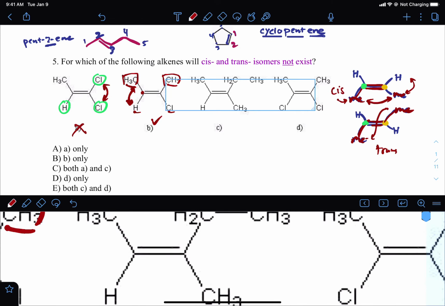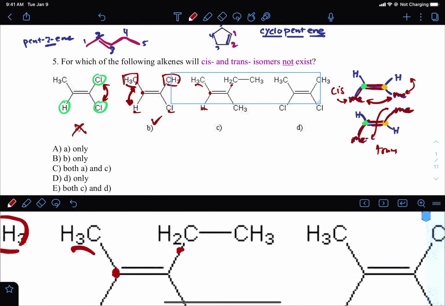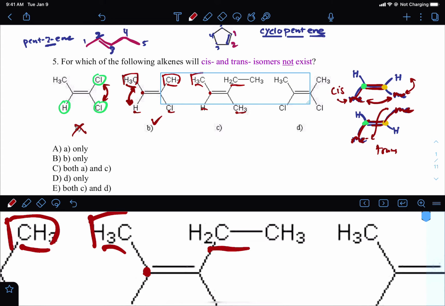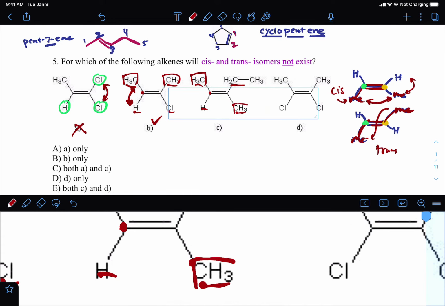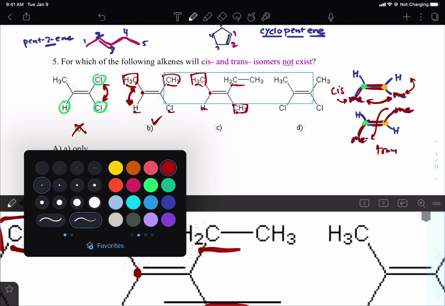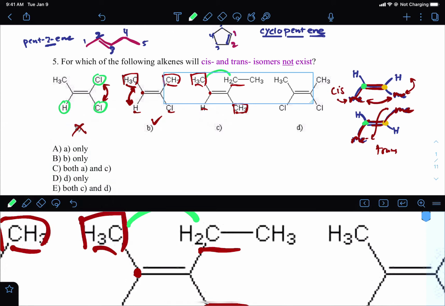Same thing with C, right? Over here we've got a methyl and an H, and over here we've got an ethyl and a methyl. So as drawn here, you can see that the methyls are trans to each other. Or you could also think of it as the methyl is cis to the ethyl, if you wanted to think of it that way. That's fine too. Cis and trans are relative terms. You're just talking about the relative position of two groups.